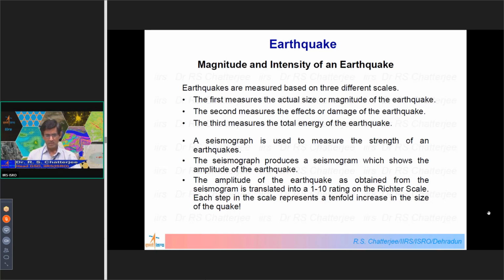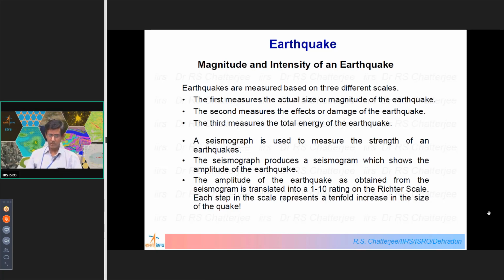Now coming to the magnitude and intensity of an earthquake. Earthquakes are measured based on three different scales. The first scale measures the actual size or magnitude of the earthquake. The second measures the effects or the damage of the earthquake, and the third measures the total energy of the earthquake. A seismograph is the name of the instrument used to measure the strength of an earthquake, and it produces a seismogram, which shows the amplitude of the earthquake.